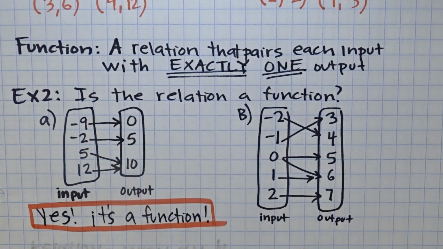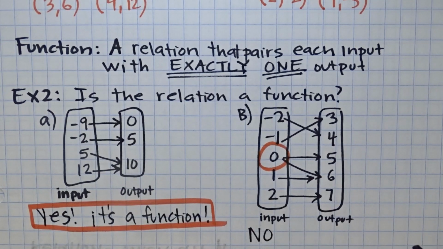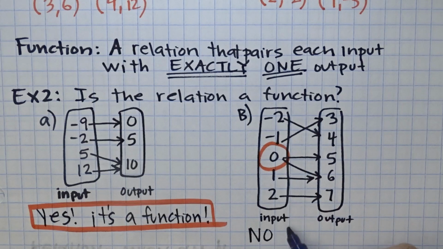0. 0 has 2 outputs. That's not allowed. Every input should only have one output. So for this one, we're going to say no, not a function.